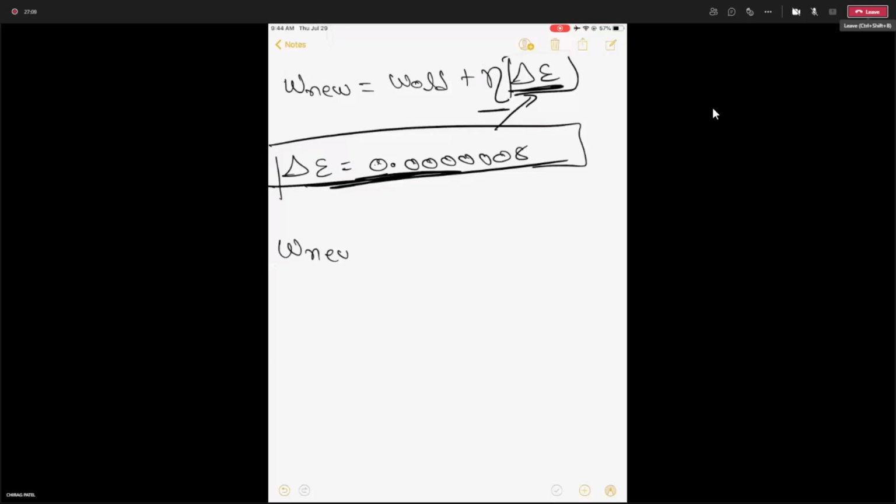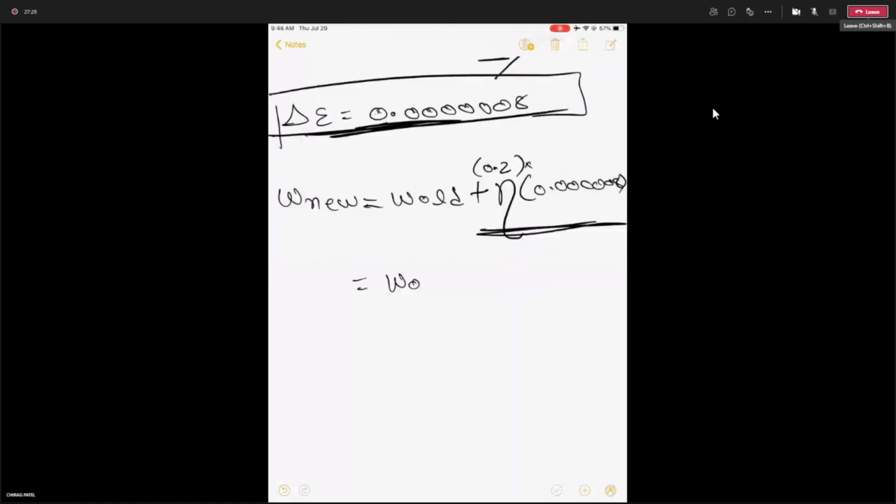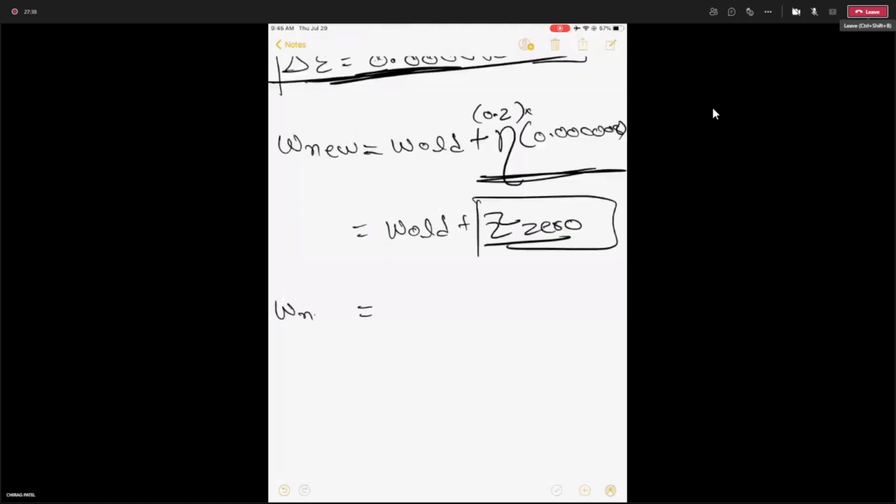So W new equals W old plus eta, and this is 0.0008 and this is 0.2. Assume that this is the multiplicator. If you multiply these two terms, then this is W old plus almost 0. And if this term is almost 0, it means your W new is equal to W old. This is not going to change.